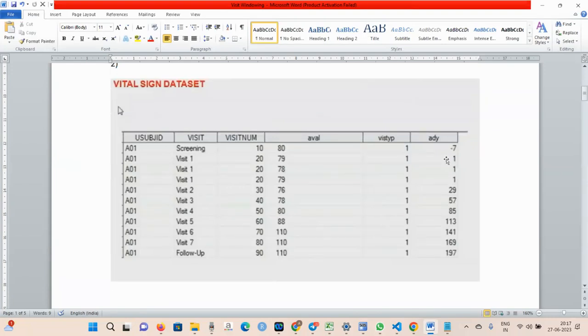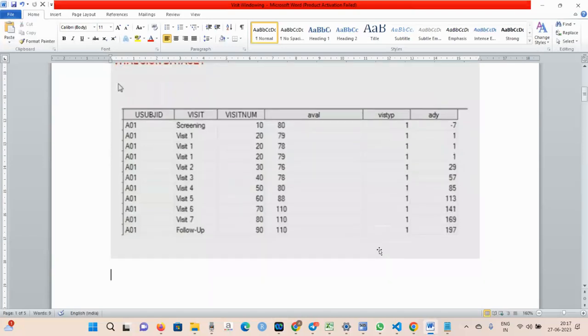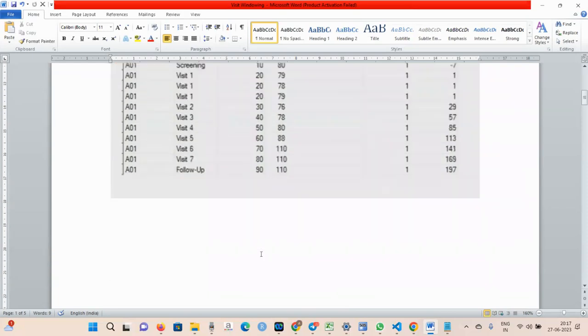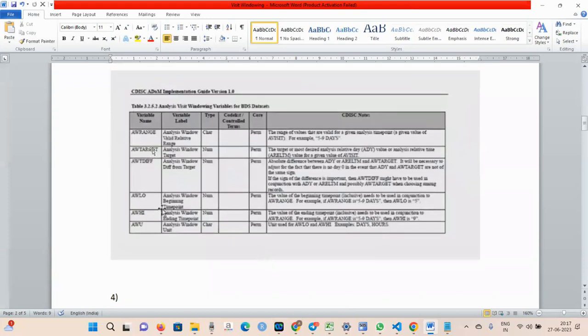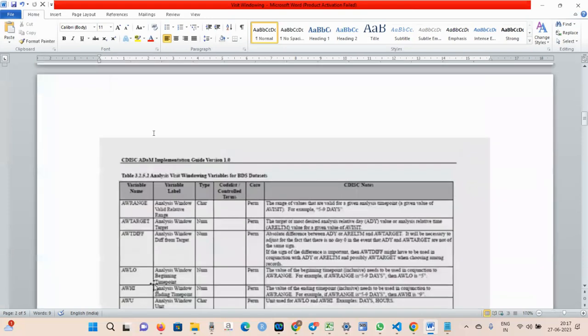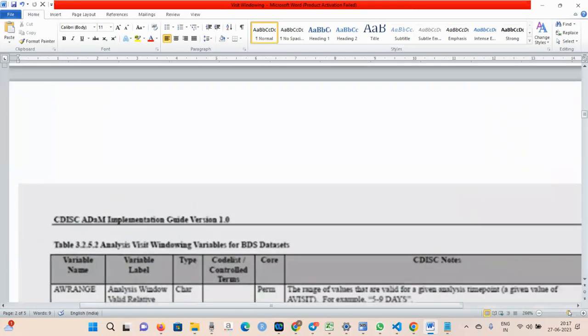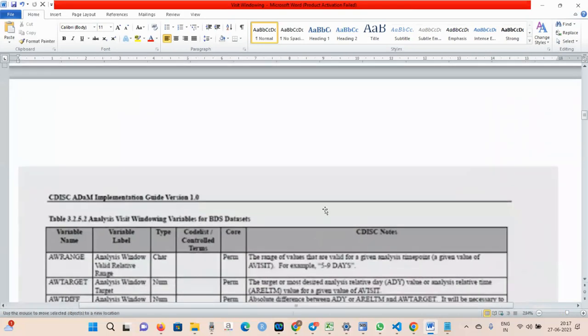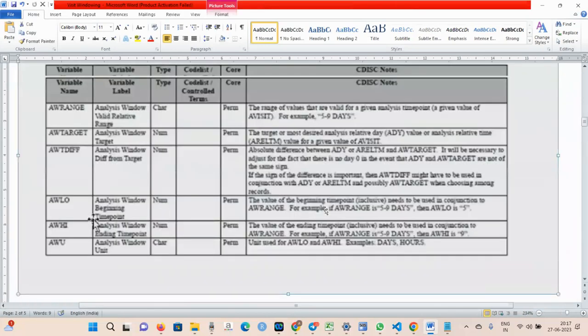Okay, so we continue. The ADY here is the analysis day, and the VS type is some kind of variable that has been given. This is AVAL, which is the original result in numeric format. As per the implementation guidelines, can you see it? It's not that clear, but anyway, it's in the implementation guidelines, you can have a look.